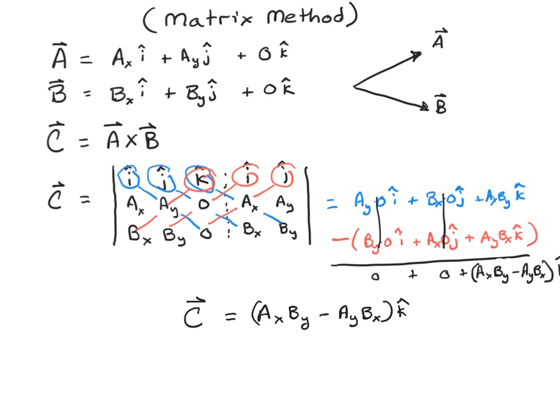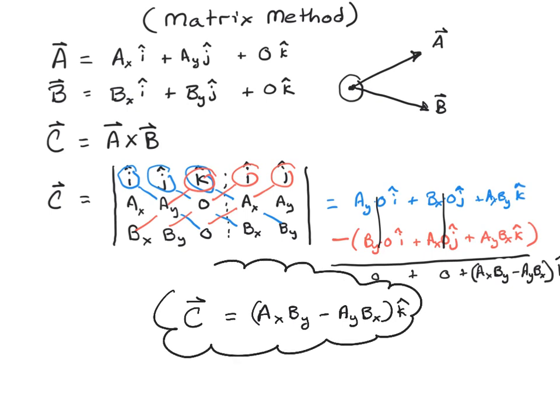That makes sense because we said that in a cross product, anytime you have two vectors that lie in a plane, the cross product of those two vectors will be perpendicular to the plane. So that cross product is probably pointing directly perpendicular to the plane that holds A and B, and the K hat direction would do just that. So that basically gives us our answer. That's the matrix method for multiplying two vectors.